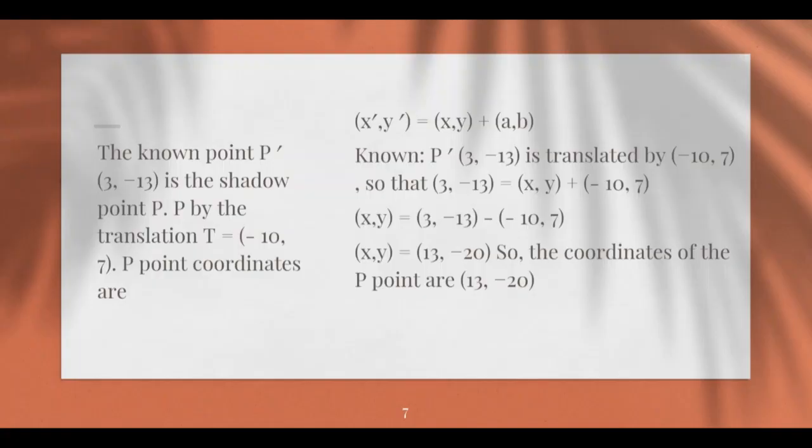The following is an example problem. The first: the known point P' (3, -13) is the shadow of point P by the translation T = (-10, 7). The coordinates of point P are?